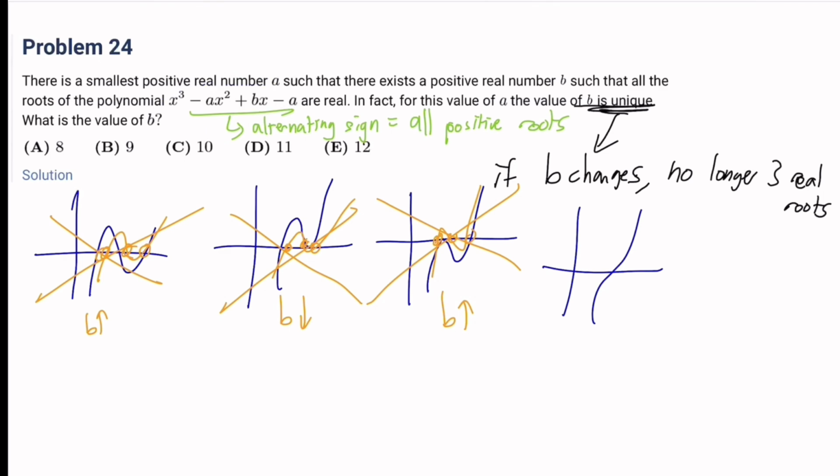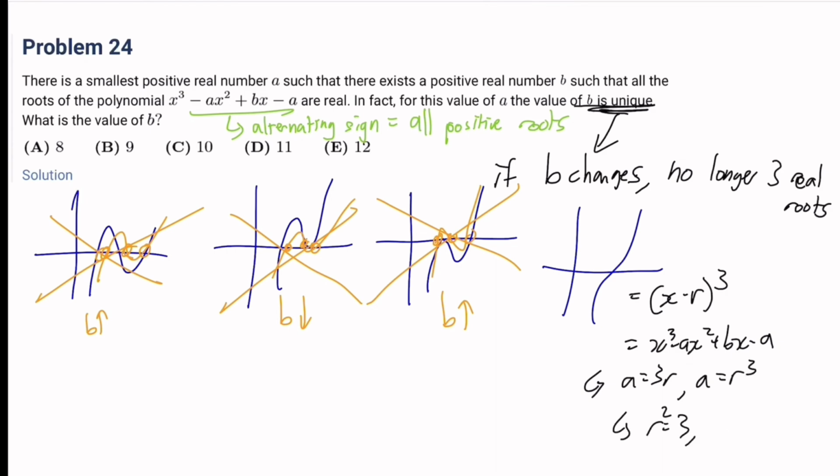And since they should have 3 roots at the same point, this means that this is just equal to x minus r cubed. So x minus r cubed equals x cubed minus ax squared plus bx minus a. So the sum of the roots is a, so a equals 3r, and the product of the roots is a, so a equals r cubed. This gives us that r squared equals 3. Therefore, r equals root 3. Since r equals root 3, it's x minus root 3 cubed.